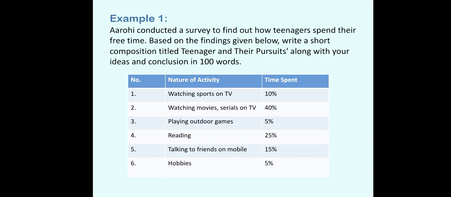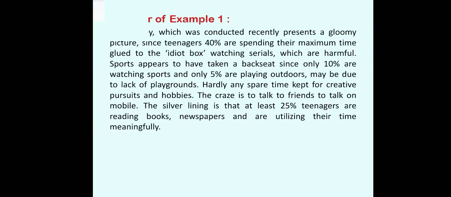Arohi conducted a survey to find out how teenagers spend their free time. Based on the findings given below, write a short composition titled Teenagers and Their Pursuits along with your ideas and conclusion in 100 words. Here, Arohi has collected data about the nature of activity of teenagers and how much time they spend. That data is given here in a tabular form. So read it carefully, and in the next slide I have given the answer of example 1.